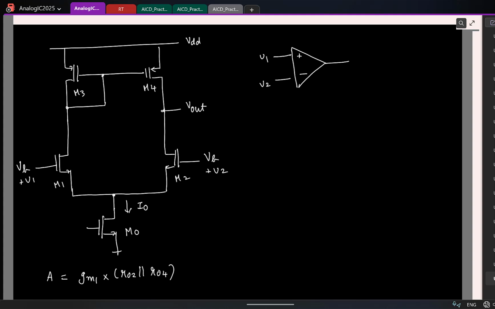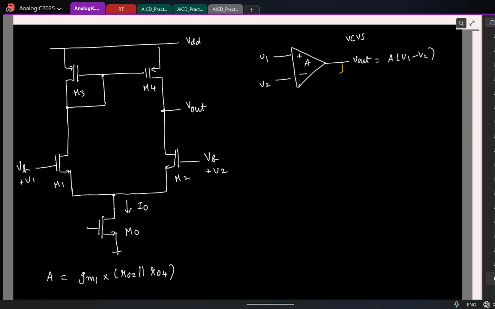And an opamp is what kind of a controlled source? Voltage controlled voltage source. So if I say the gain here is A, the output voltage is A times V1 minus V2, obvious.